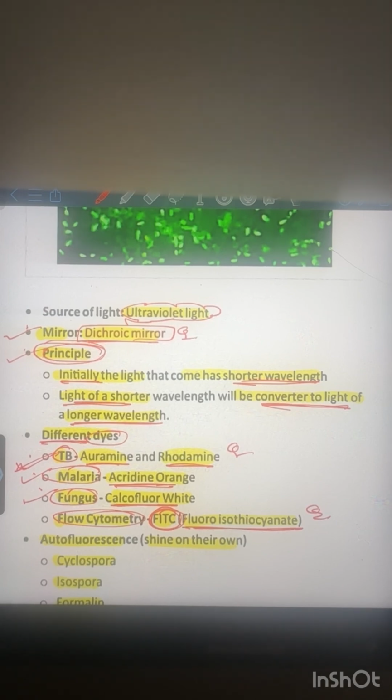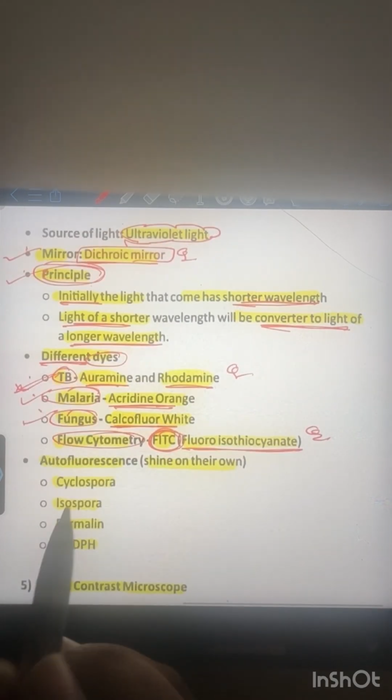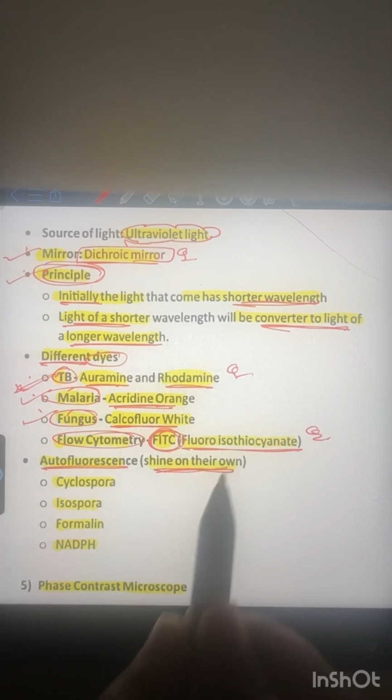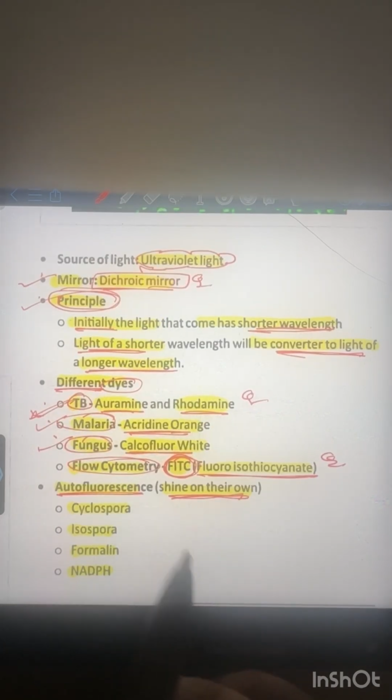So repeating, MTB, auramine, rhodamine. For malaria, acridine orange, calcofluor white for fungus, and for flow cytometry, fluorescein isothiocyanate. Principle, shorter wavelength to longer wavelength. What is the light? Ultraviolet light. What is the mirror used? Dichroic mirror is used. But now they will ask you, are there any molecules which are autofluorescent?